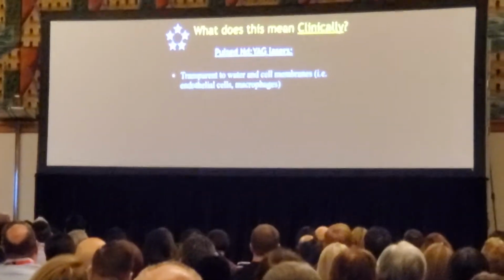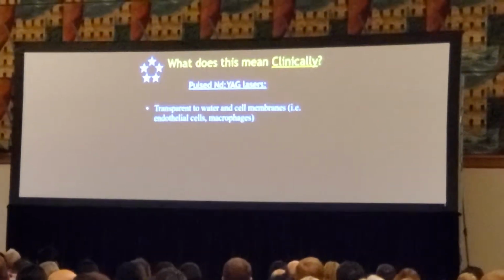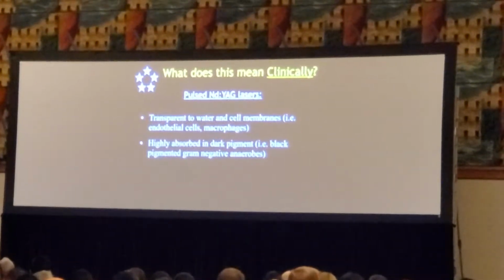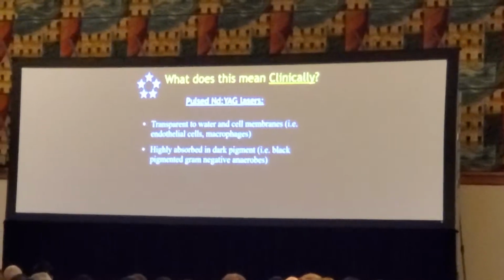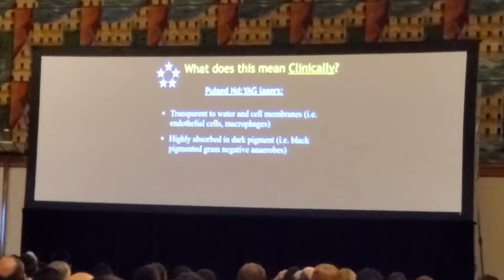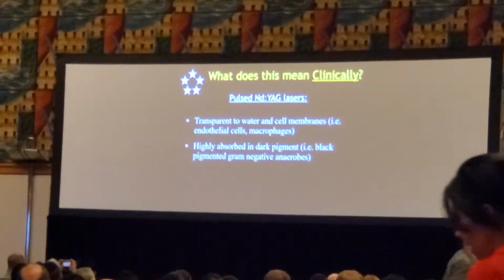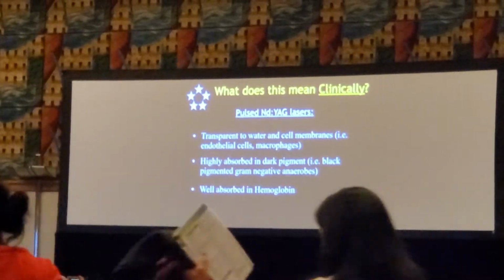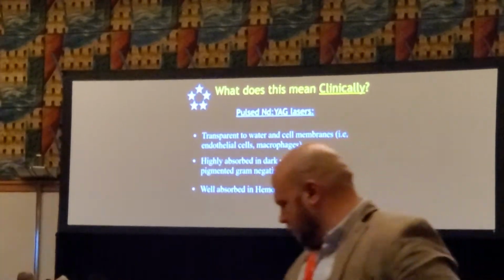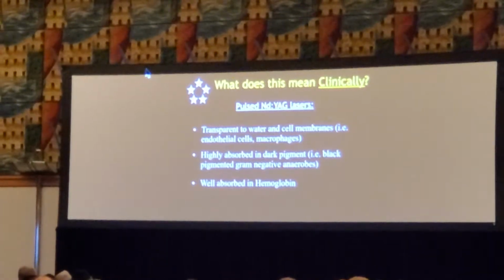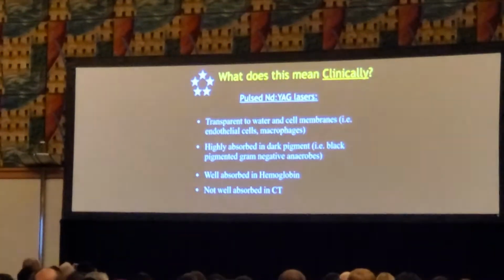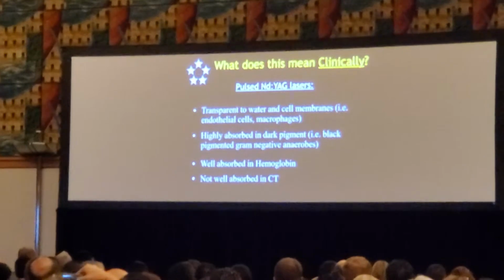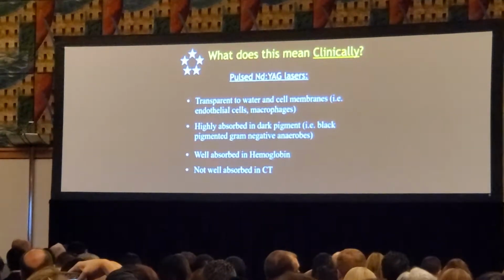So what does this mean clinically? Well, first and foremost, the Nd:YAG laser is transparent to the cell wall membrane, and it passes through those tissues that are healthy. It also is highly absorbed in dark pigment, and this is incredibly important because of those gram-negative anaerobic bacteria that lie deep in those pockets, and that's what we're targeting. We want to make sure that we annihilate them, and that's what this laser does beautifully. It also is well absorbed in hemoglobin. Obviously, we're treating diseased patients. There's a lot of blood, and we want that laser to pass through all of that hemoglobin in order to get to those targeted tissues. And as well, it's not well absorbed in the connective tissue, and that's important because we don't want to destroy all the tissue that's supporting our teeth.